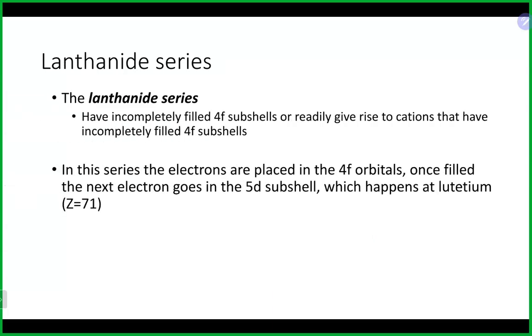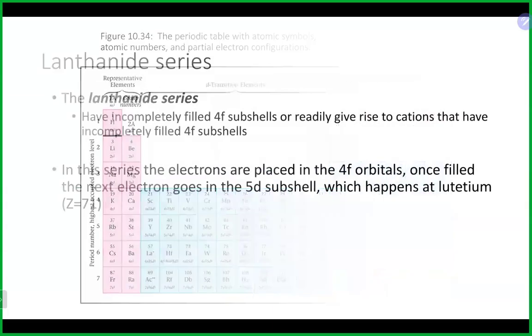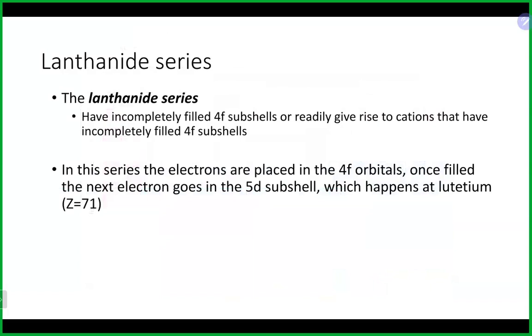Now, the lanthanide and actinide series, which are the two rows at the bottom of the periodic table, is really where f orbitals begin, and you get to the f orbitals when you get down there. They have incompletely filled f subshells, and they give rise to cations that also have incompletely filled 4f subshells.